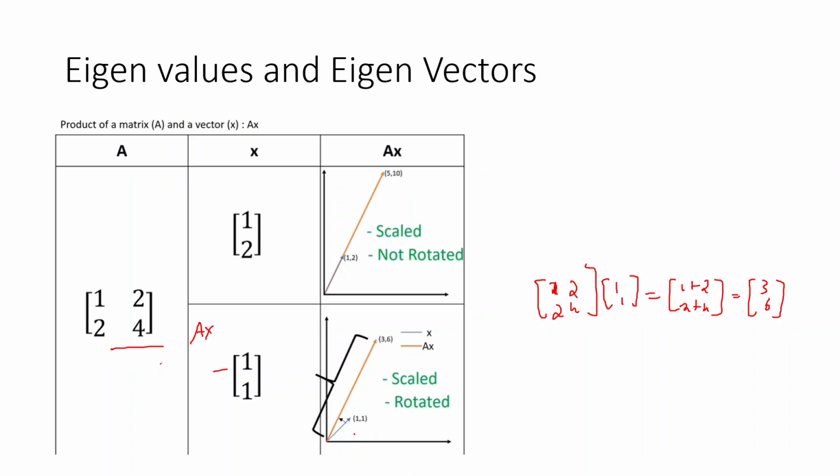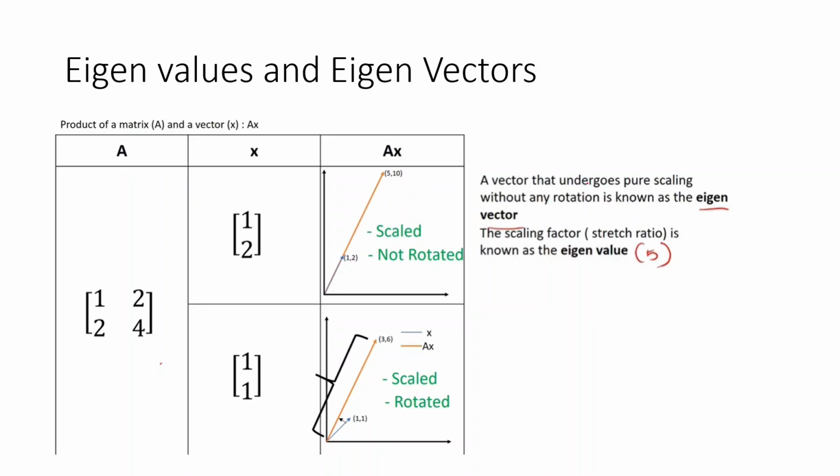Now when we plot this, 3x and 1, 1, you can observe that with respect to 1, 1, 3x is scaled and also rotated. Similarly, when we multiply 1, 2, 2, 4 with the vector 1, 2, we get the vector 5, 10. This replaces the 1, 2 vector with a scaled value, but it is not rotated.